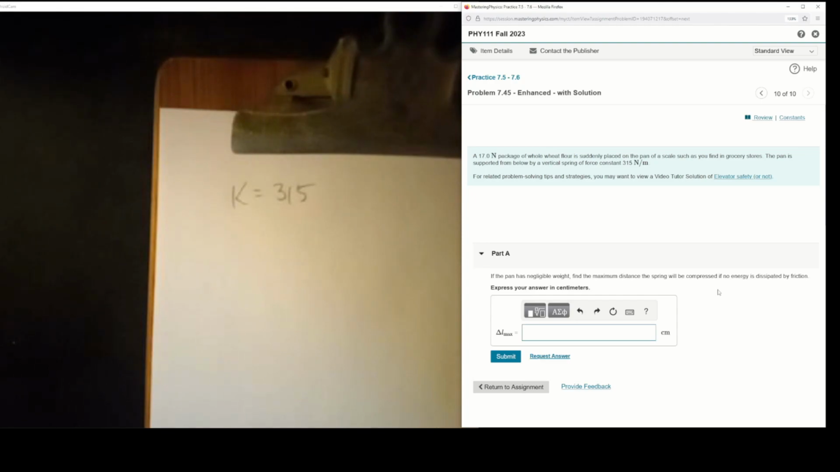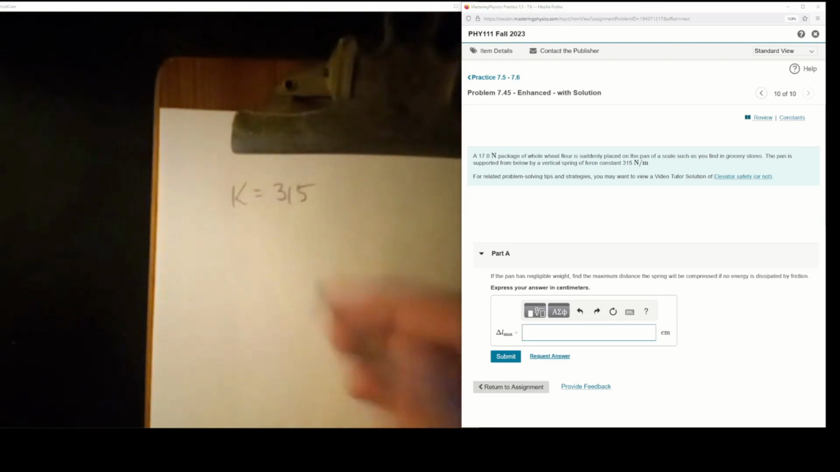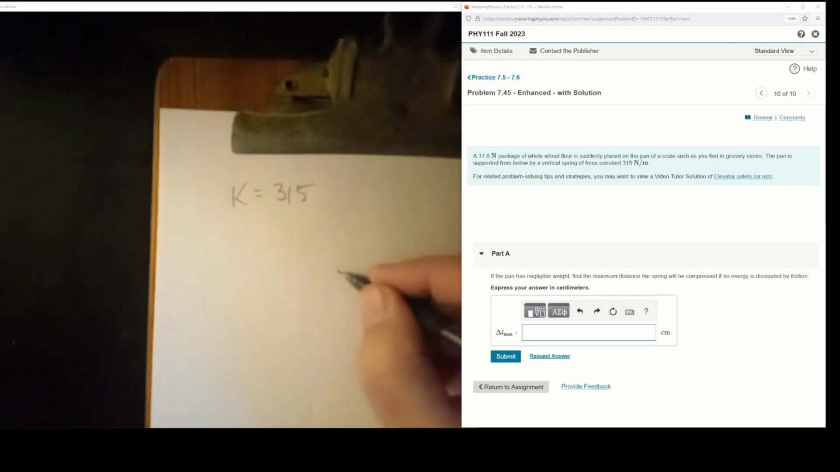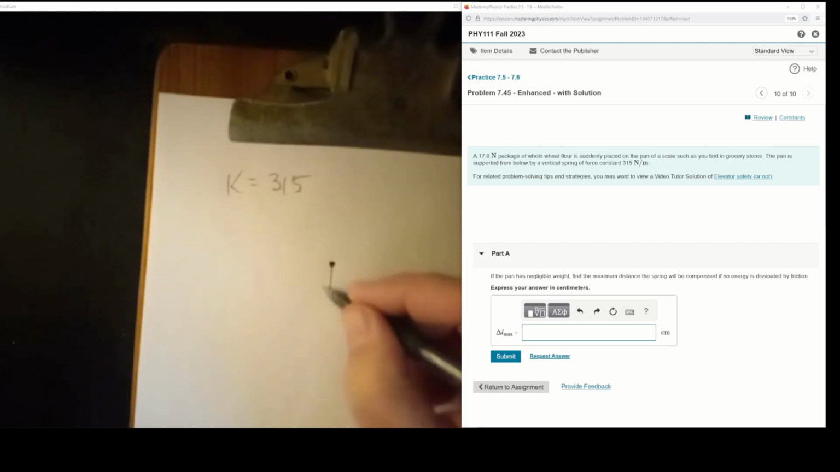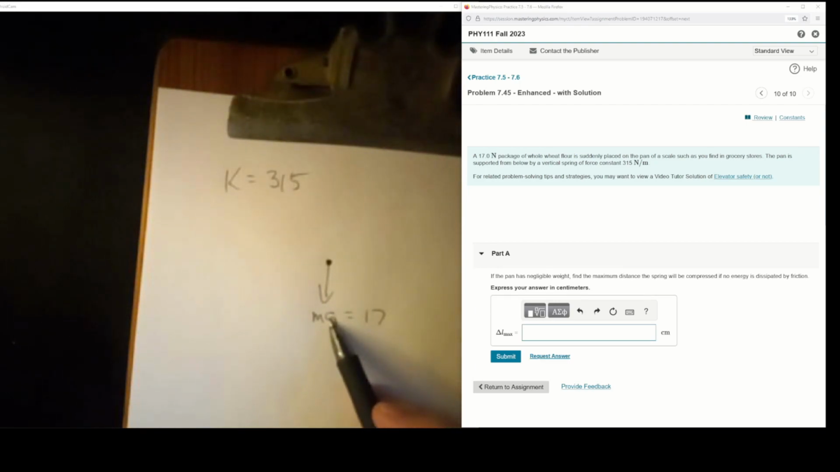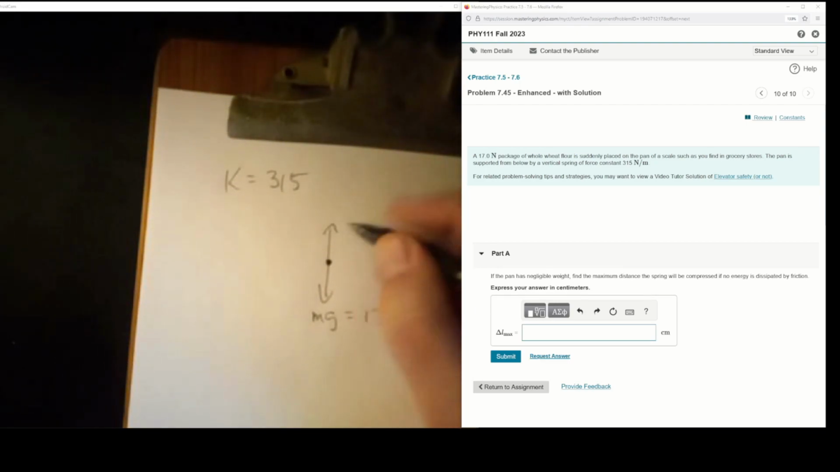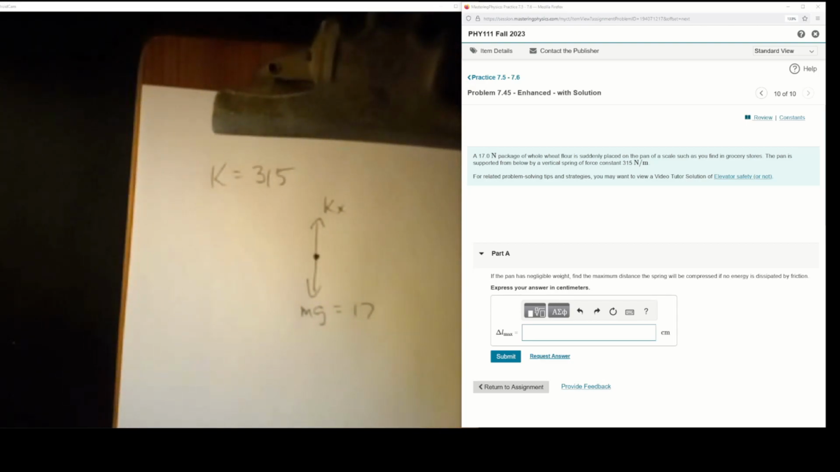So we have the weight of the spring, or I mean the weight of the package. If we look at our package here, our package has some weight, mg, which they're telling us is 17 newtons. And what's supporting the package is the force from the spring, which is kx. And so Newton's law says we've got kx going up, mg going down.